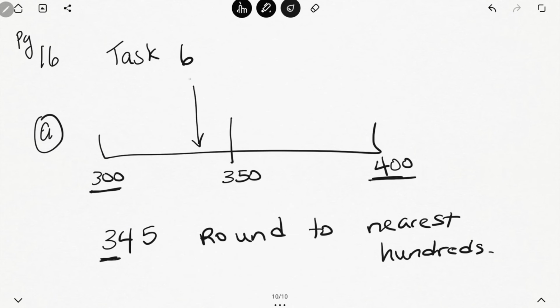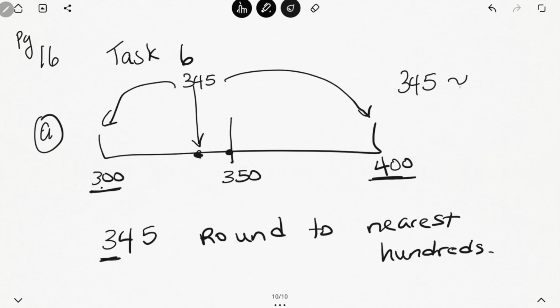And they're asking us, what does 345 do? Does it round up to 400 or do we round it down to 300? Obviously, on our timeline, you can see that it comes before 350, right? We said anything that's below 350, we're going to round down to 300, and anything that is above 350, we're going to round up to 400. So 345 is before 350 on the timeline, so we're going to round it down to 300. So that's the answer for part A. Go ahead and do B, C, D, and E of question number 6.